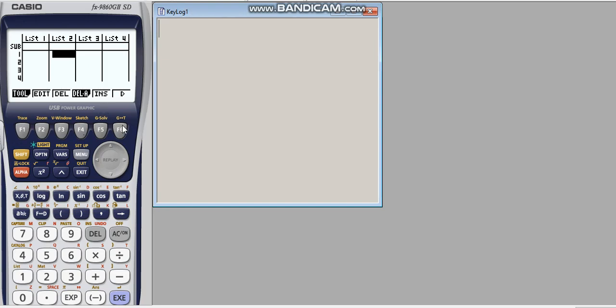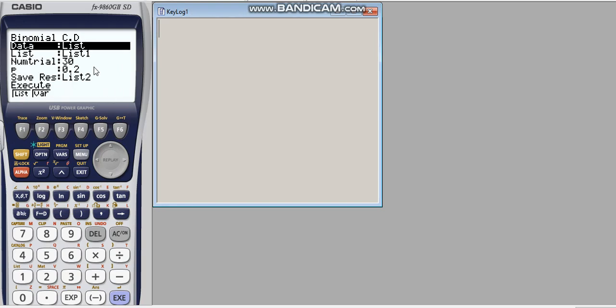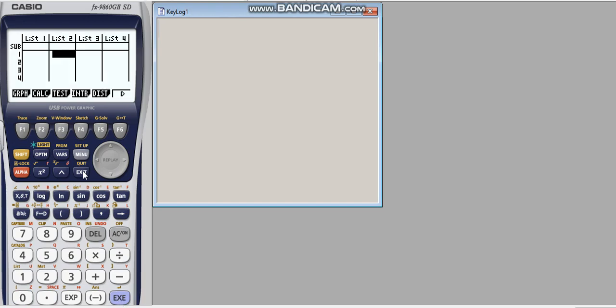Okay, so I'm going to F6, go to distribution, go to binomial. We'll come back to list 1 in a minute, I haven't filled it in, but we're going to put 80 in there, and I'm going to put 0.7 in there. Now I'm just going to exit that for a minute because I need to put some values in my list 1. Oh, that needs to be 0.7. Okay, so let's exit that.